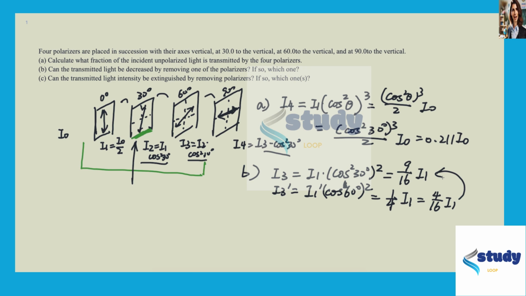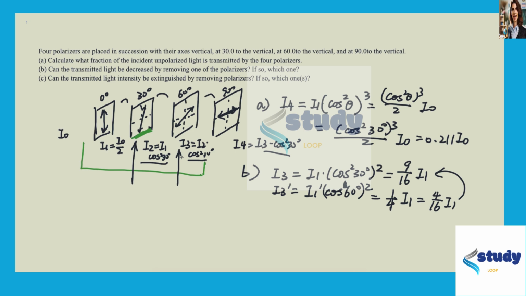And the question asks, if so, which one? It can be the second. Actually, it can be the third as well, because we can see that by removing the third one, it's symmetric, because the third one also makes a 30-degree angle with the one previous to it and with the one after it.